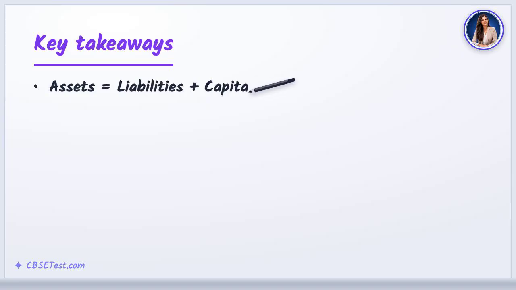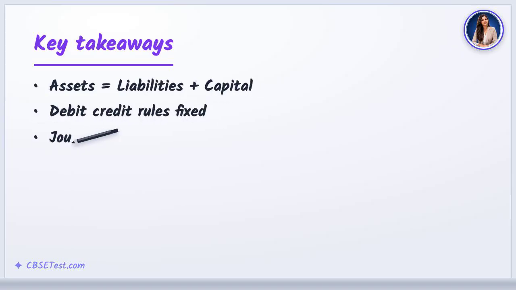To recap, the accounting equation always balances. Debit increases for assets and expenses, credit increases for liabilities, capital, and income. Source documents support every transaction, and the journal records each one with debit, credit, and narration.